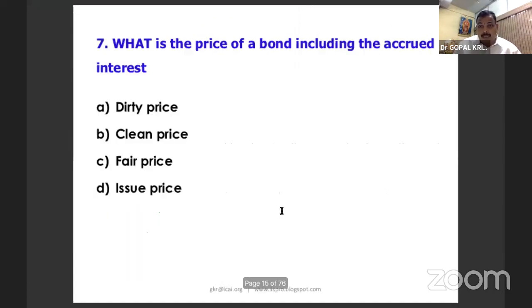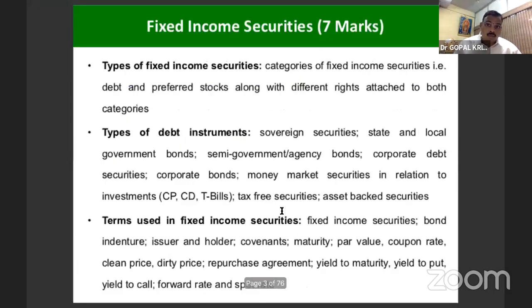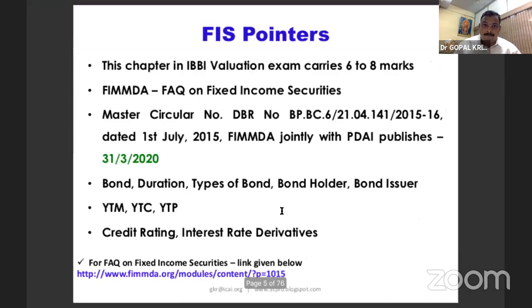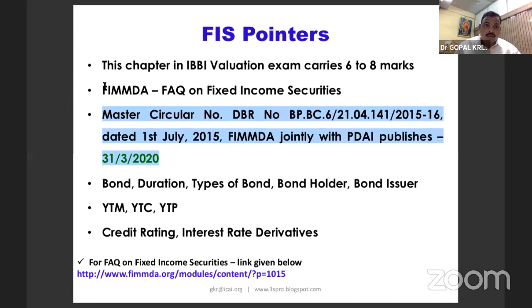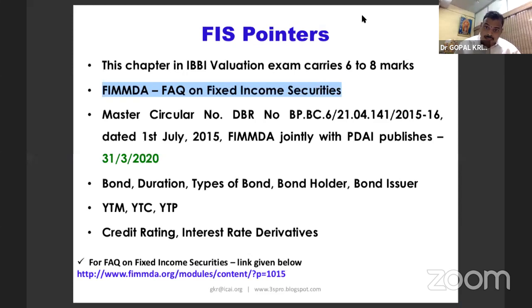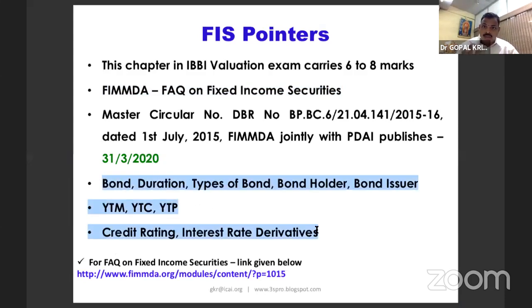Good. Now let's go into the subject one by one. So this is the master circular. I showed you that. The FIMDA FAQ, I showed you that. Please read all this. It will be very, very useful. So this chapter will carry a minimum of 7 marks, and this is, in short, what the syllabus is all about. Now let me go one by one quickly.